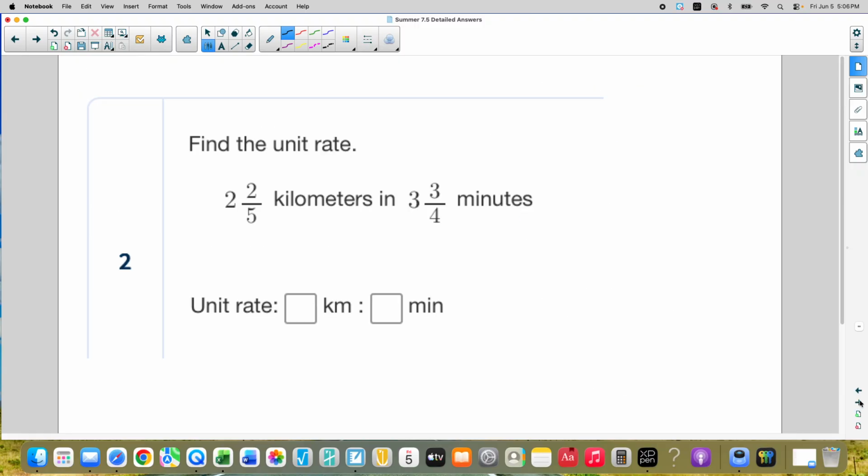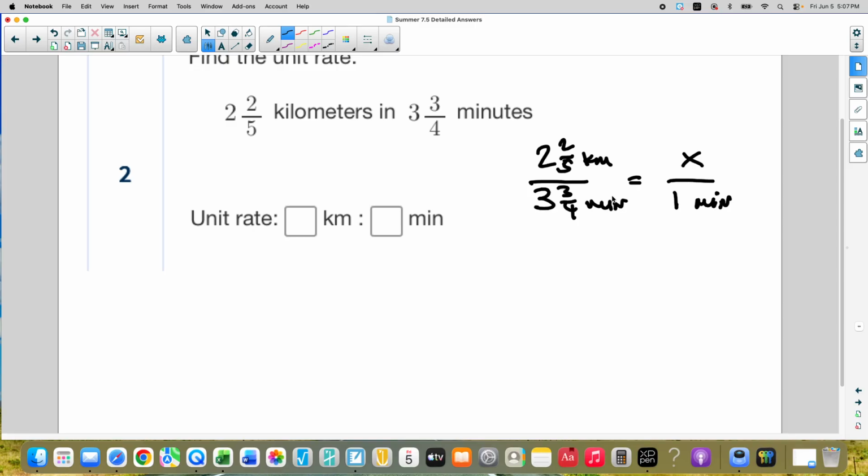Find the unit rate. Okay, I like this because a lot of students struggle with mixed numbers. It's still the same thing. We're going to have a superfraction, 2 2/5 over 3 3/4 equals, this is kilometers per minute, equals what over 1 minute? And we can still do the proportional thing, or we can do the cross product. Let's do cross product just so you can continue to be familiar with this. It's probably the more realistic technique.